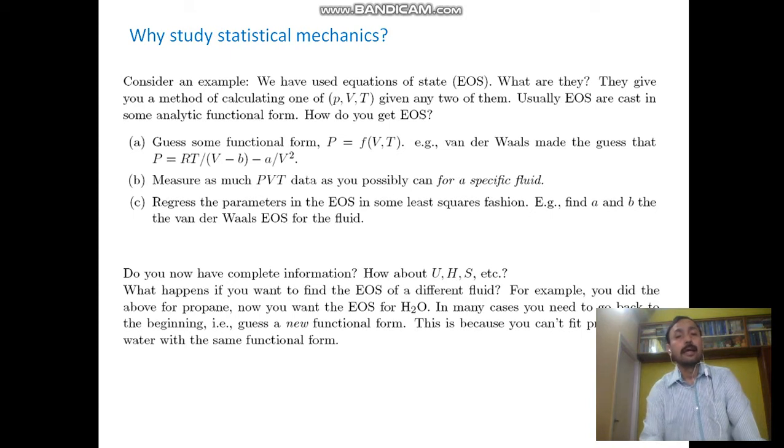That is, guess a new functional form. This is because you can't fit propane and water with the same functional form. That means we cannot use a particular functional form for different liquids, say for water, for propane, etc. So we have to adopt a different functional form.